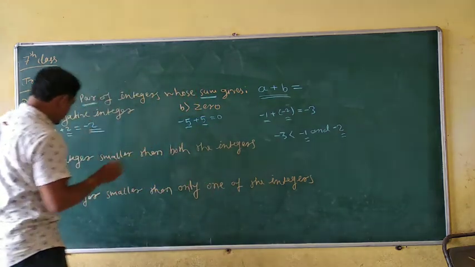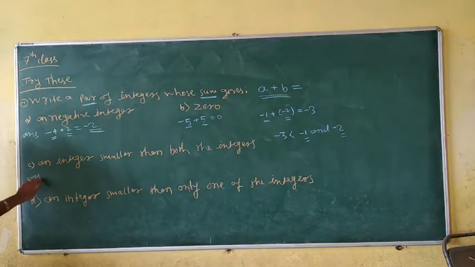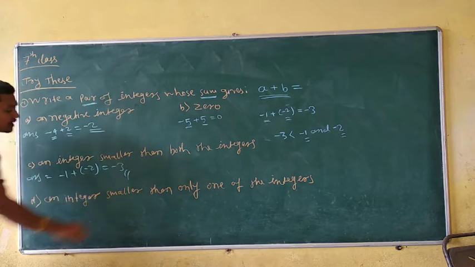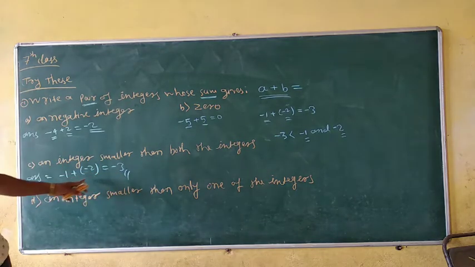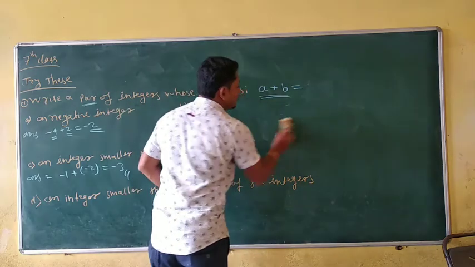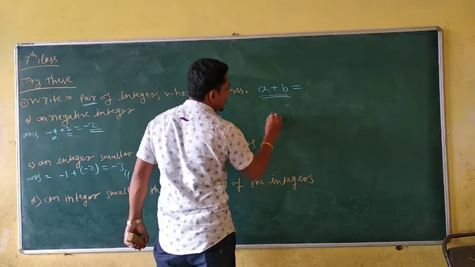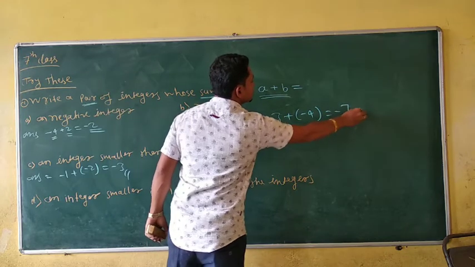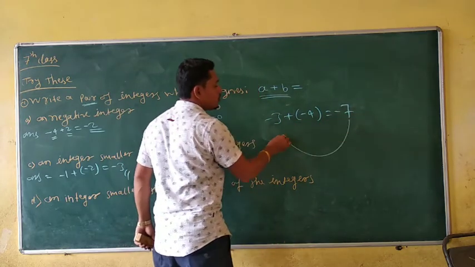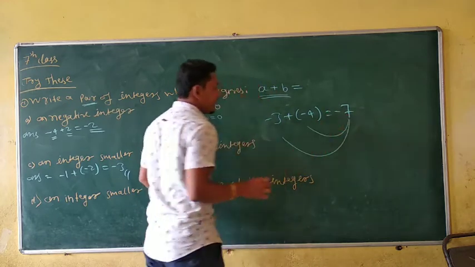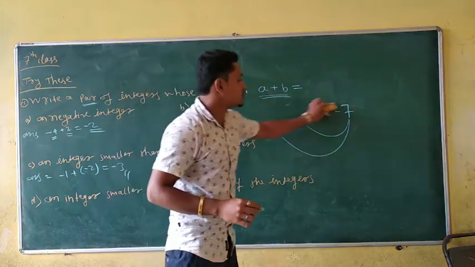Is it right? So here your answer is minus 1 plus minus 2, which gives rise to minus 3, and minus 3 is smaller than both integers. Is it right? You can take another example: minus 3 plus minus 4 is equal to minus 7. So minus 7 is also smaller than minus 3 and minus 4.